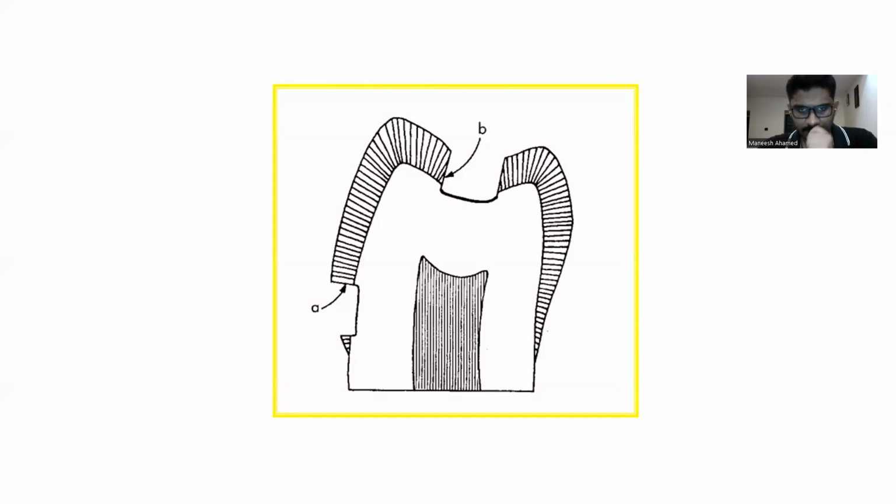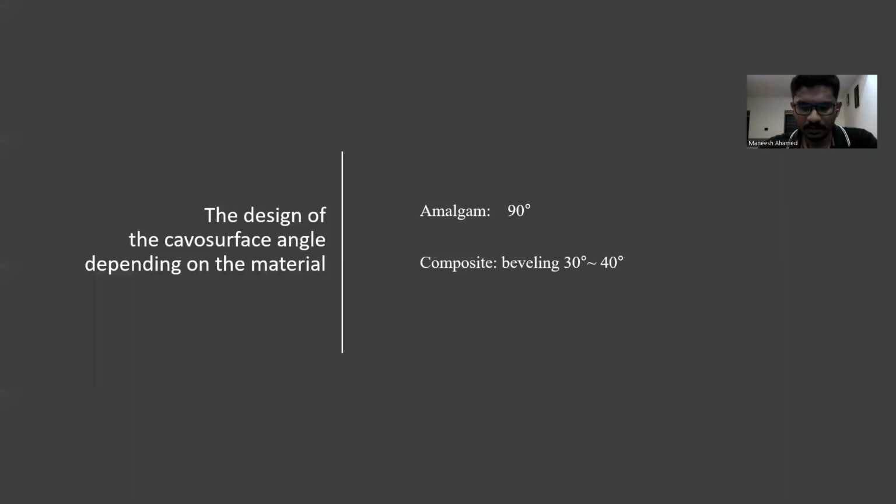This picture depicts the direction of enamel rods, in which case the design of the cavosurface angle depends on the material. For example, for amalgam, the cavosurface margin is 90 degrees, and for composite, we give a 30 to 40 degree bevel at the cavosurface for improving the bonding of composite.